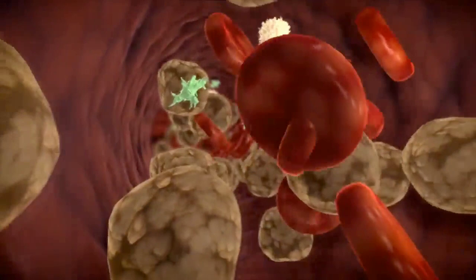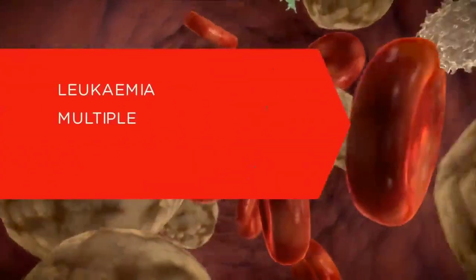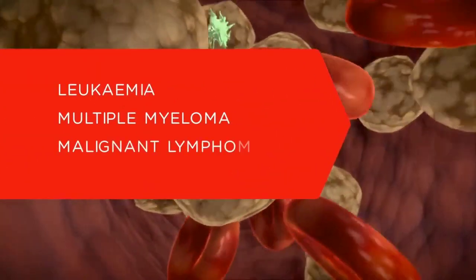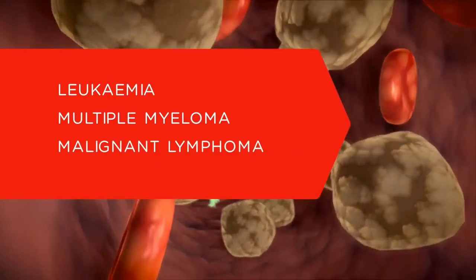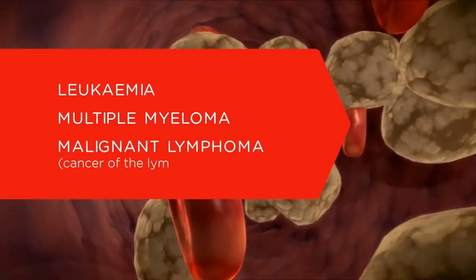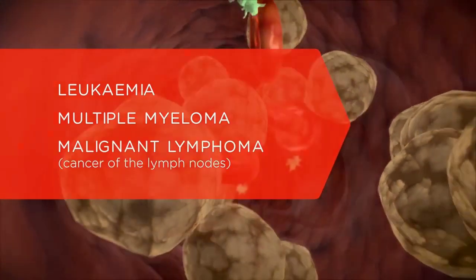There are several types of leukemia, including acute lymphoblastic leukemia, ALL, acute myeloid leukemia, AML, chronic lymphocytic leukemia, CLL, and chronic myeloid leukemia.